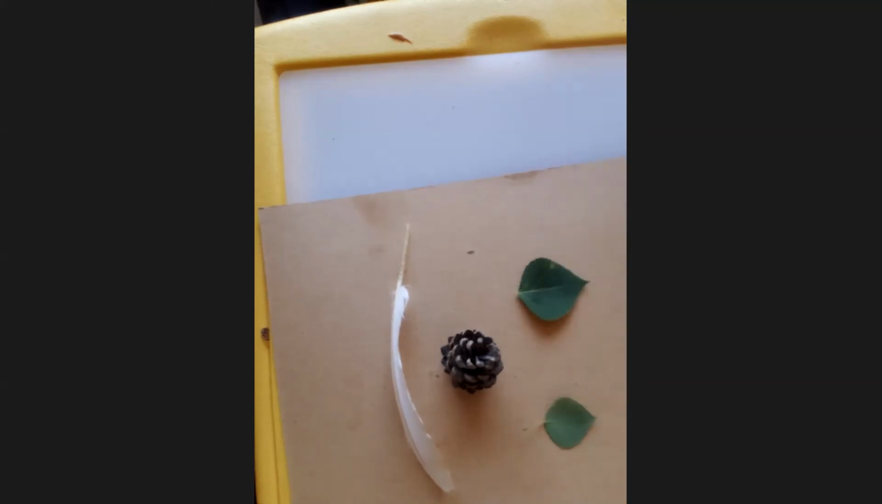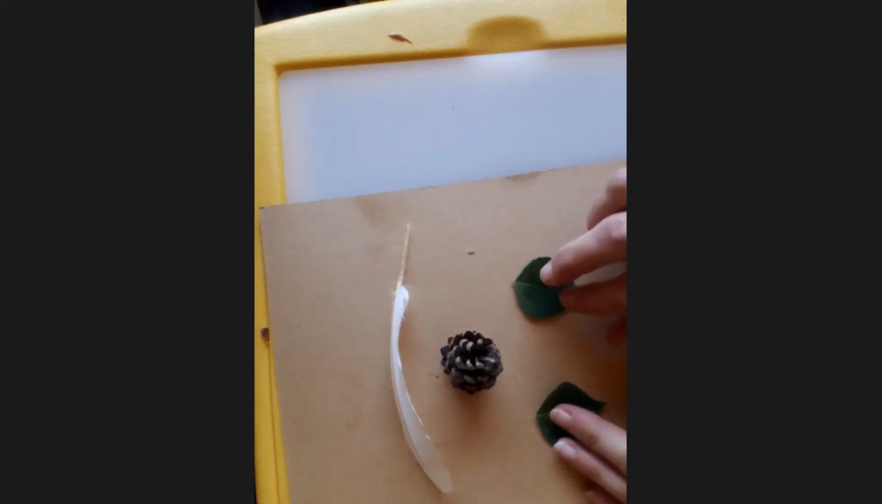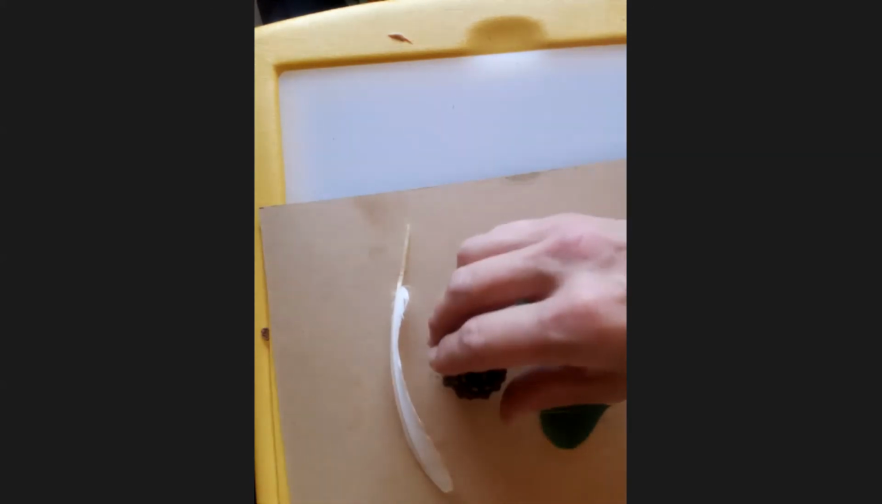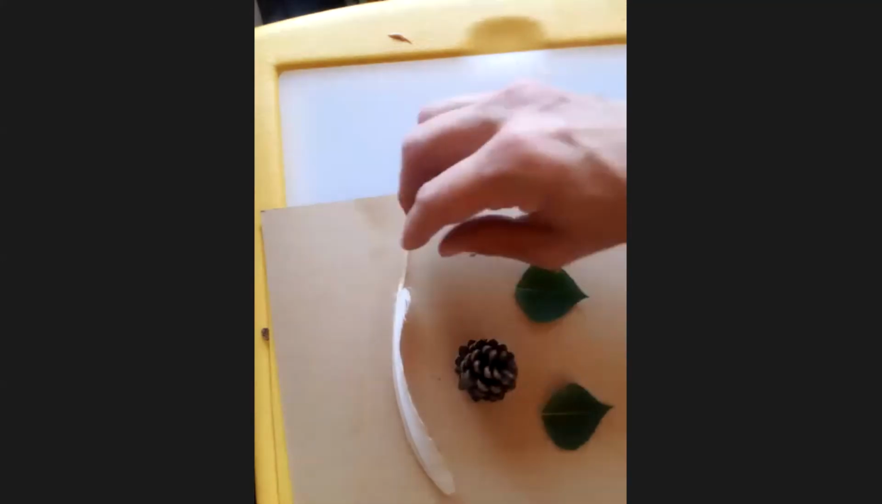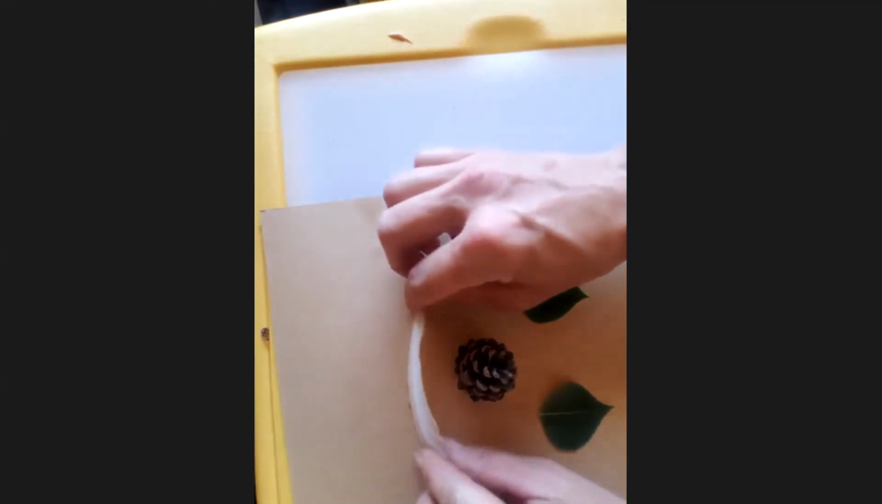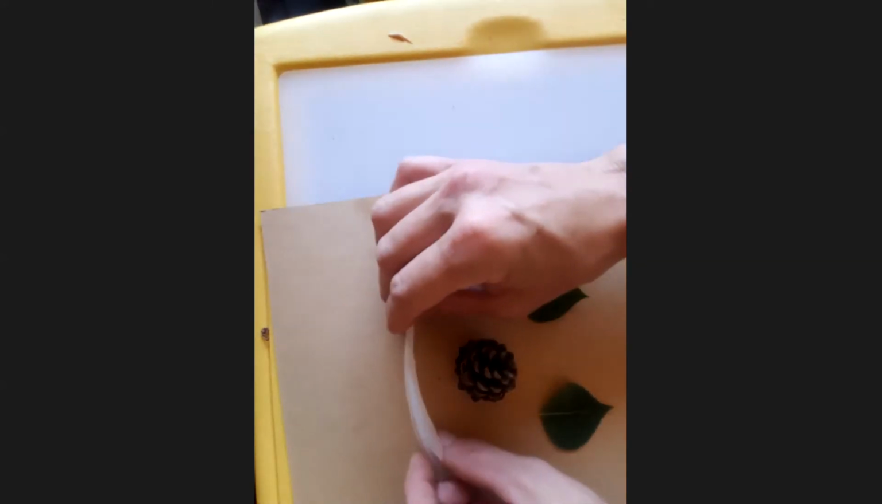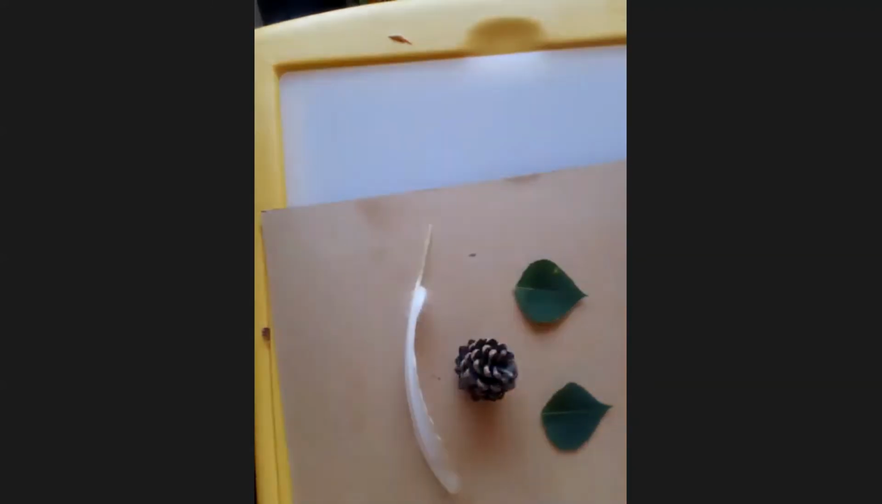So let me see if I can find eyes that maybe are similar in size. These leaves are oval. And then I have my pine cone nose. I chose a small little pine cone for my nose. And then I took one of my white feathers that's kind of curvy, like a smile. And I made my face with my nature products that I found. So that's one thing that you can do.